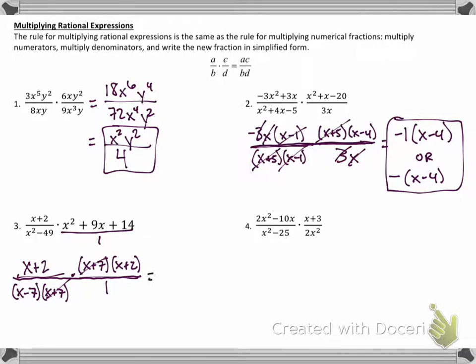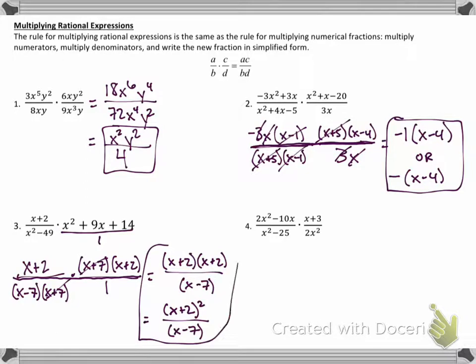So when we write this out, you have one of two options. You can say x plus 2 times x plus 2 over x minus 7. And again, I'm ignoring the 1 because multiplying by 1 doesn't really do anything. Other way you can write it, since there's two x plus 2s, you can say x plus 2 squared over x minus 7. Either way is acceptable, and that'll be your final answer.